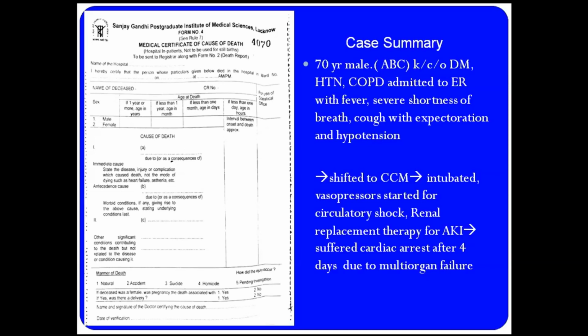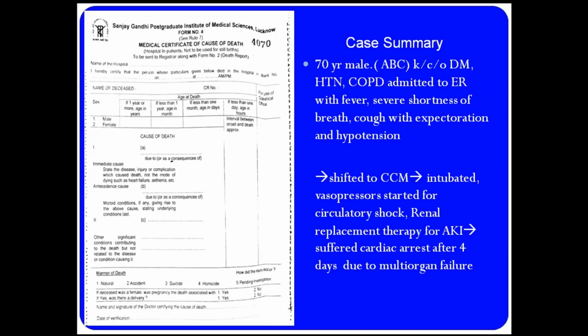Okay, based on the case summary, what do you think led him to admission to emergency? Was it diabetes, or hypertension, or COPD? COPD. It looks like COPD. Yes. So diabetes and hypertension are not important for this death certificate. They can come in the significant conditions contributing to the death, the second part of the death certificate. So what I want to emphasize here is that you have to be precise.